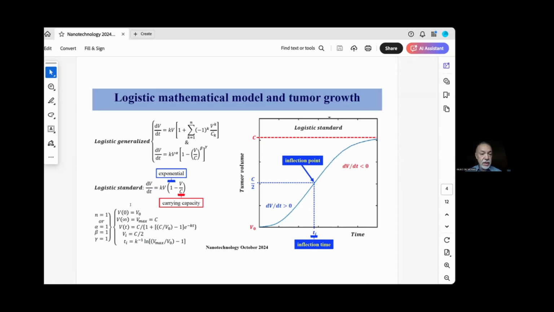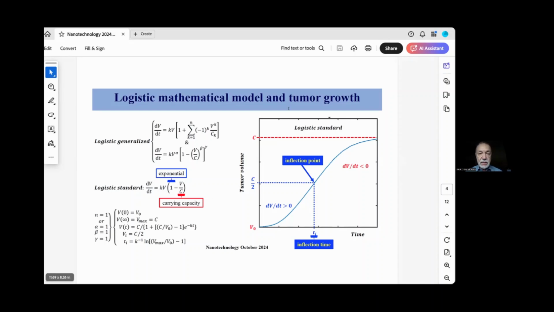You can take, for instance, the tumor volume at the very beginning, time t equals 0, equal to V naught, and the tumor volume at the asymptotic position is the maximum tumor volume, which we call the carrying capacity. And then here is the solution. You can see this function includes an exponential term.